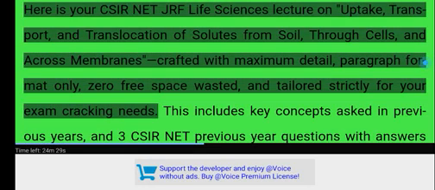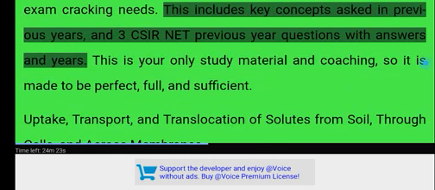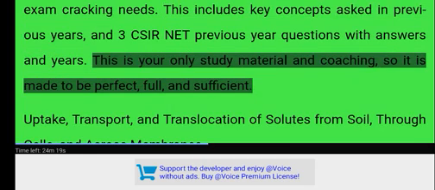ChatGPT said. Here is your CSIR Net JRF Life Sciences lecture on uptake, transport, and translocation of solutes from soil through cells and across membranes, crafted with maximum detail. Paragraph format only, zero free space wasted, and tailored strictly for your exam cracking needs. This includes key concepts asked in previous years and 3 CSIR Net previous year question answers in years. This is your only study material and coaching, so it is made to be perfect, full, and sufficient.